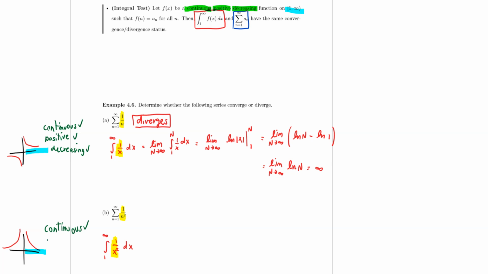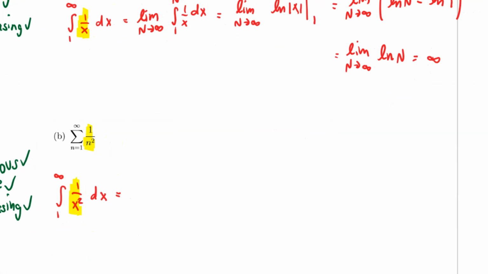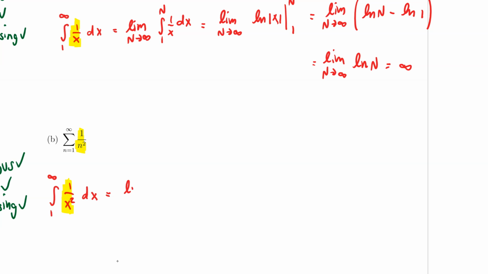This is also going to be positive. And this is also going to be decreasing. So I can now use the integral test with peace of mind. Once again, this is an improper integral, so I'm going to have to change this to the limit of the integral from 1 to n when n goes to infinity, of the integral of 1 over x squared dx.